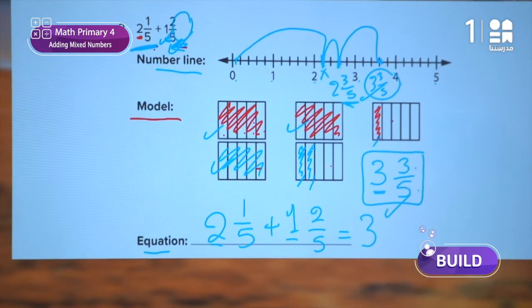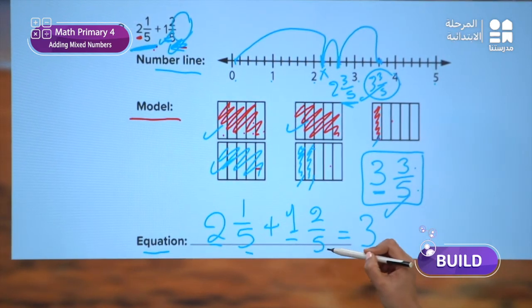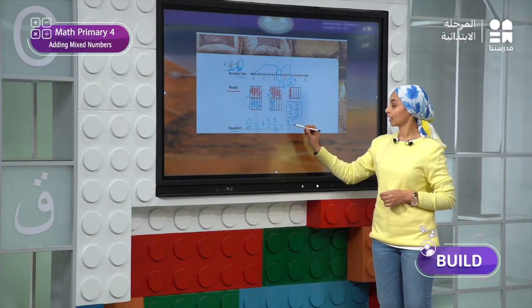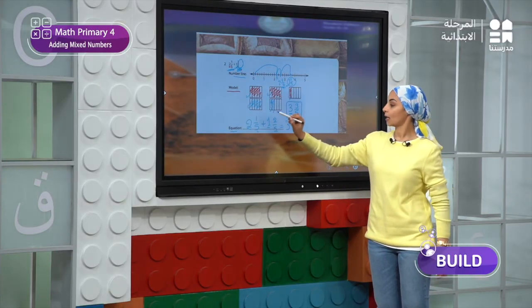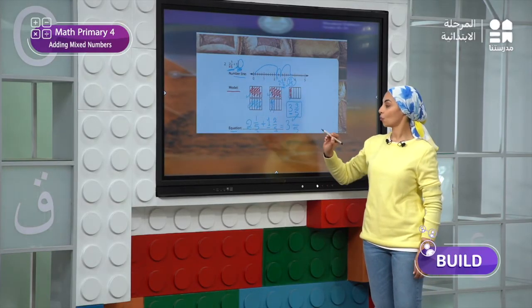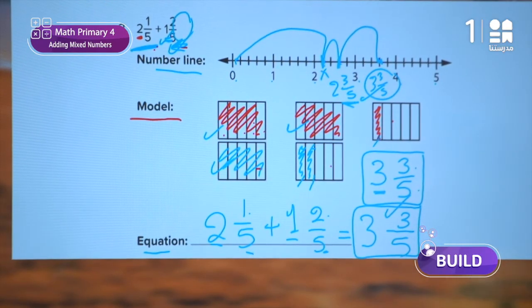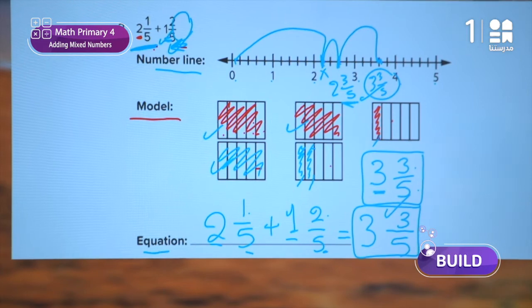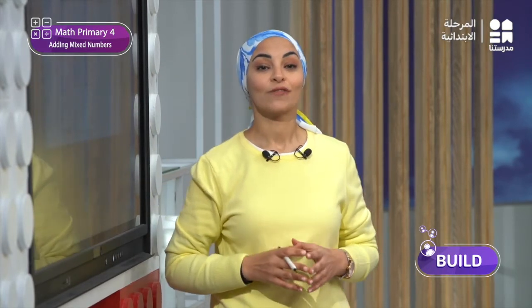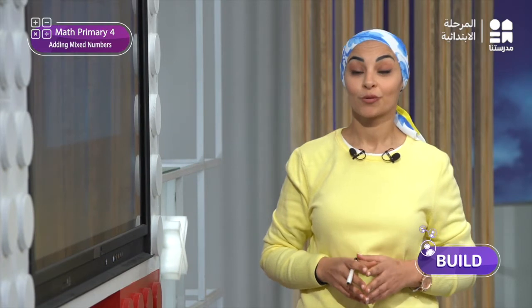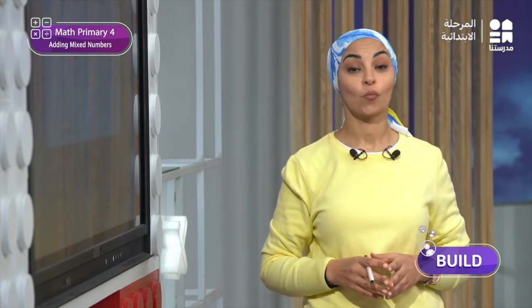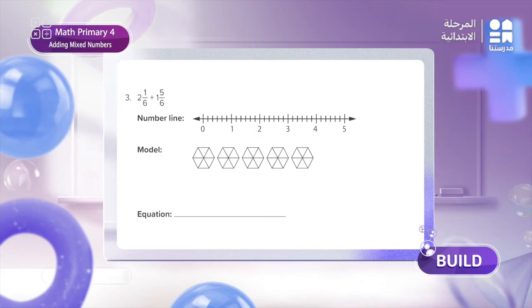And now let's add the fractions. 1 over 5 plus 2 over 5. I will keep the denominator as it is and then add the numerators. 1 plus 2 equals 3. So the answer is also 3 and 3 over 5. This is the same answer we got before in the last 2 methods. Now I'll give you some time to solve problem number 3. You can check the solution when we are back all together.